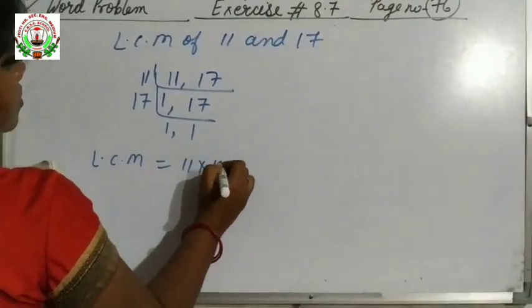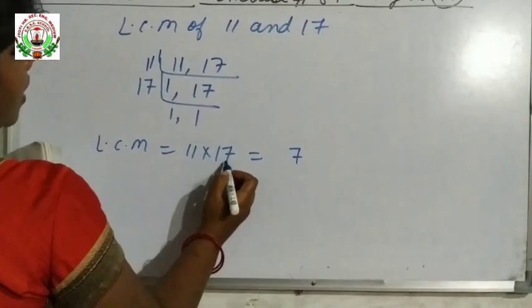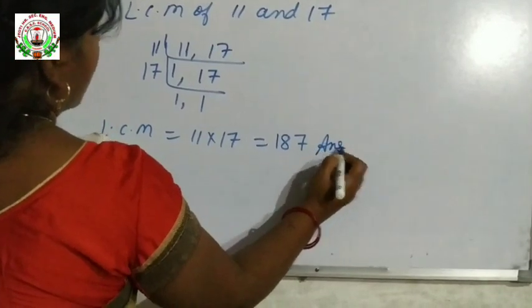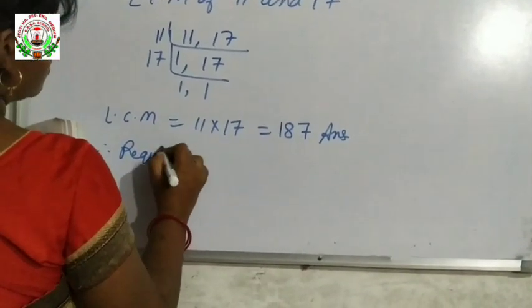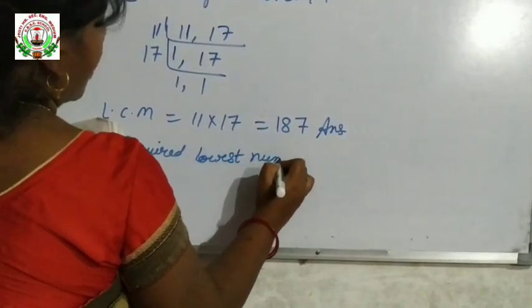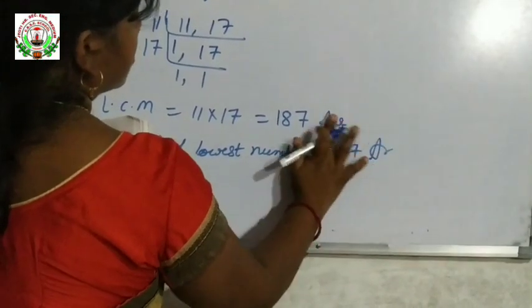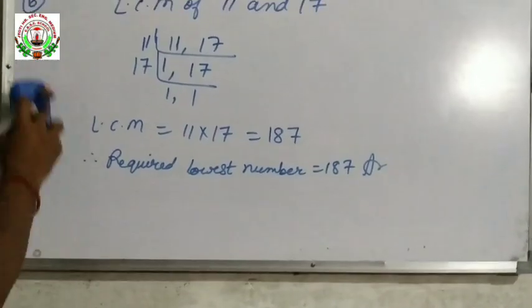11 into 17, that is 17 1 is 17, 1 carry, 17 1 is 17 and 1, 187. This is the answer. So we will write the required lowest number is 187. This is the answer. Understood? Now next question is question number 7.